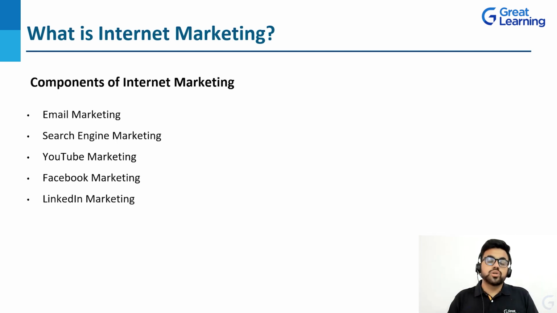Now it can be done in two different ways. One is search engine optimization, which is the free part of it. Then there is search engine marketing, in which you pay Google some amount so that your website is ranked at the top. We'll know about that in greater depth. Then you have YouTube marketing, you have Facebook marketing. You'll know all about that in greater depth going forward.